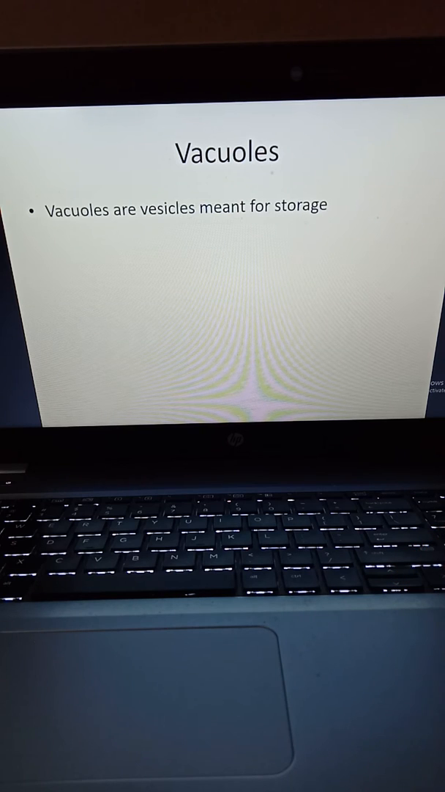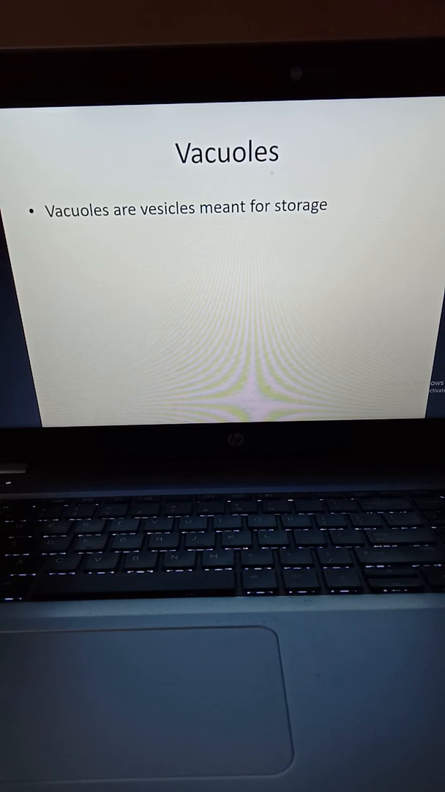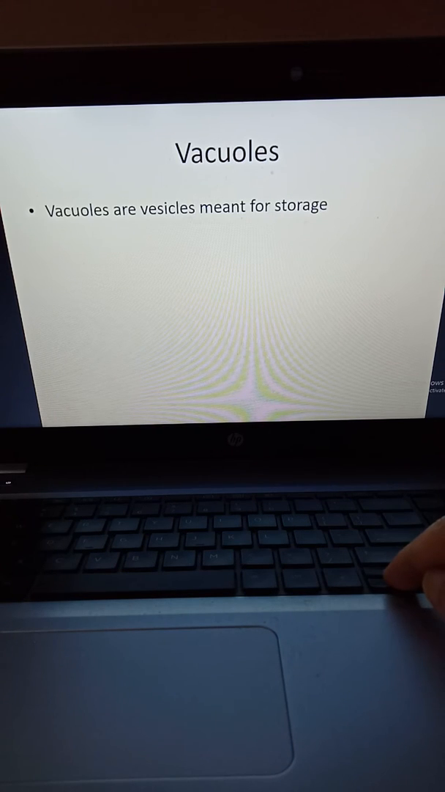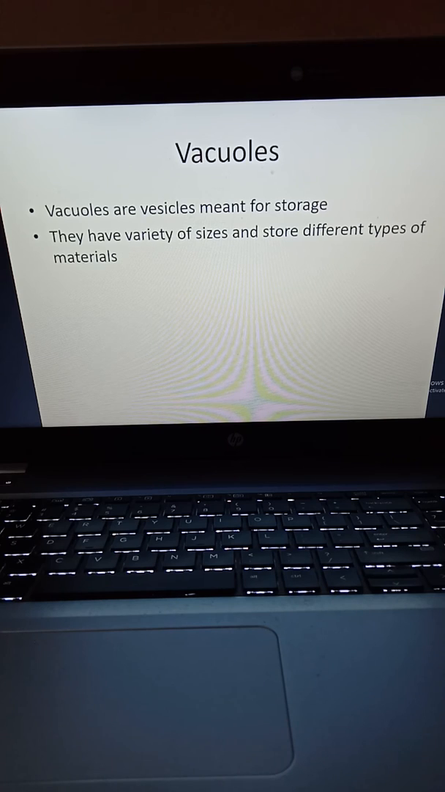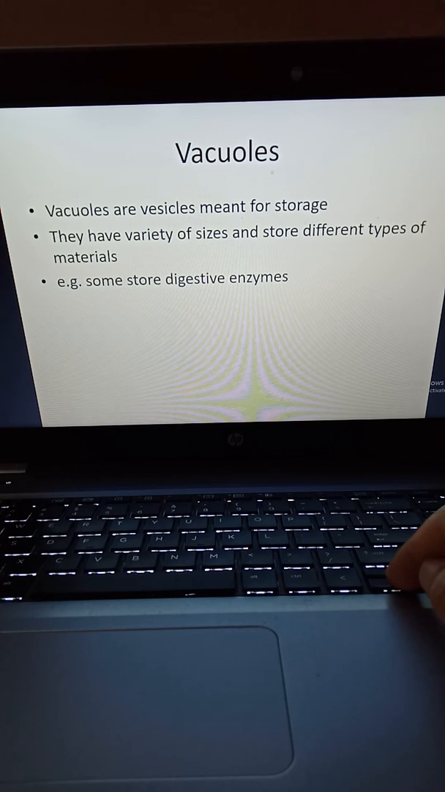Their purpose is to store things mostly, and whenever the cell requires something, the cell can get those things from the vacuole, especially water. So they come in a variety of sizes and they can store different types of material as I explained before. For example, some of them store digestive enzymes.